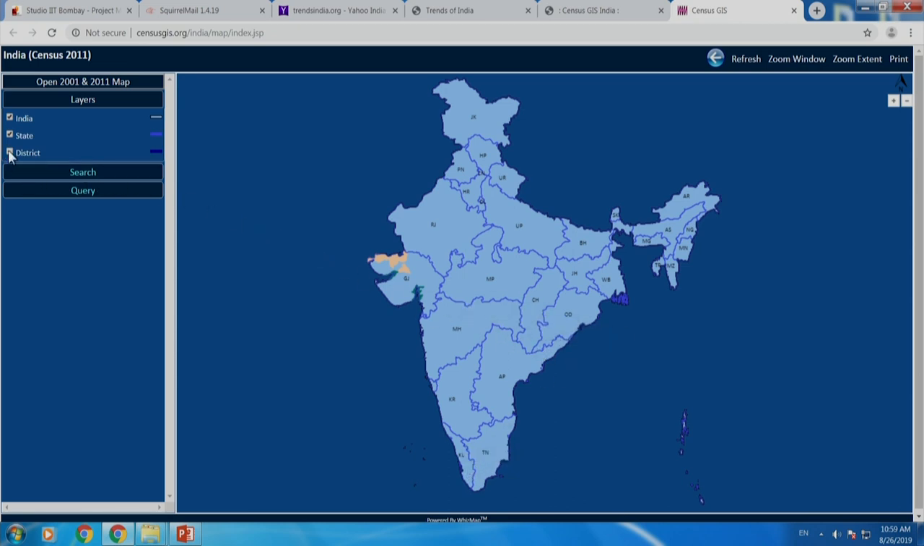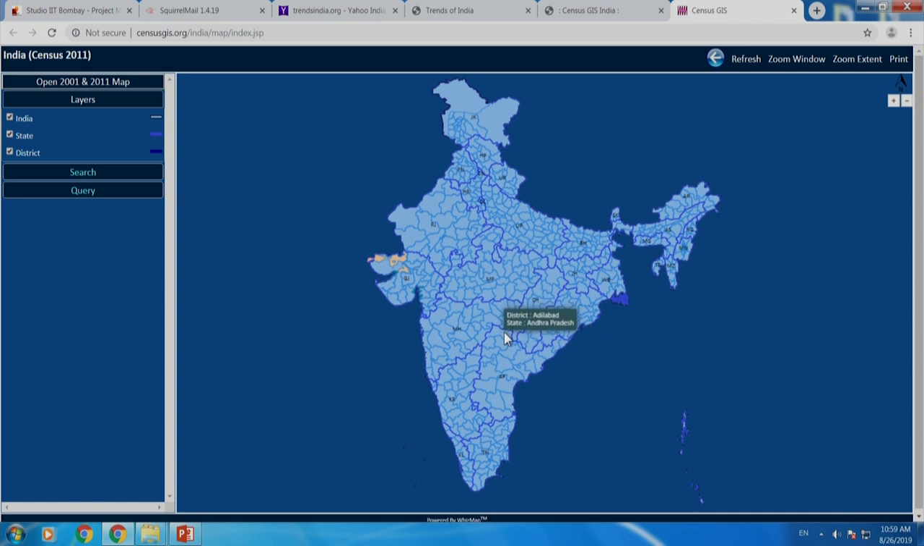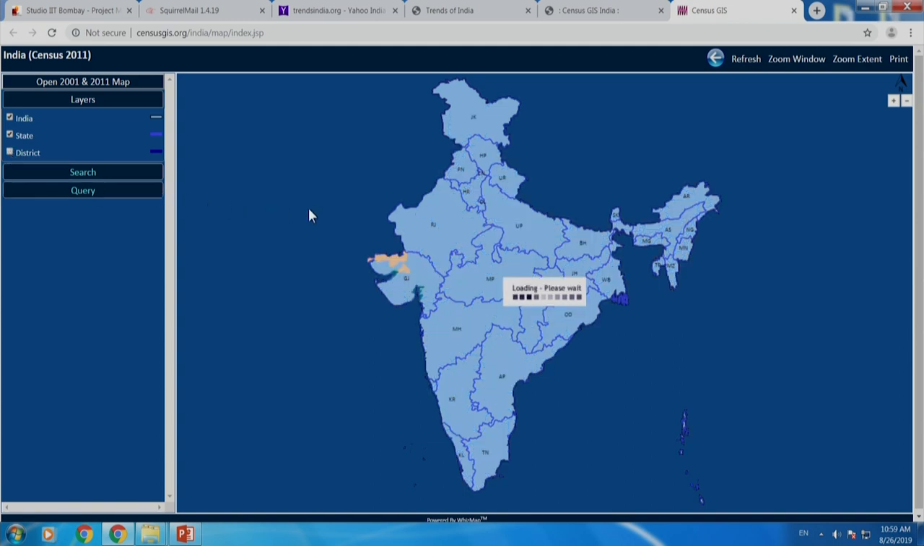but you can also go to a district level. It will give you the maps of districts. So, you can figure out, for example, which district this is, is it Adilabad in Andhra. You can surf around and find out where various districts are. You can go to Bihar, Karnataka, Tamil Nadu, wherever you wish. Okay. Let us remove this district layer and just ask ourselves, what is the information that this map contains?